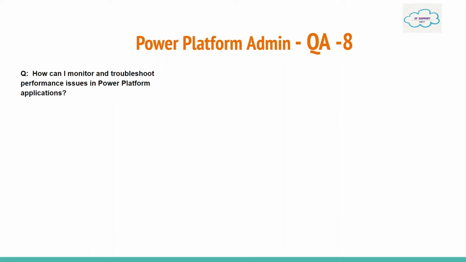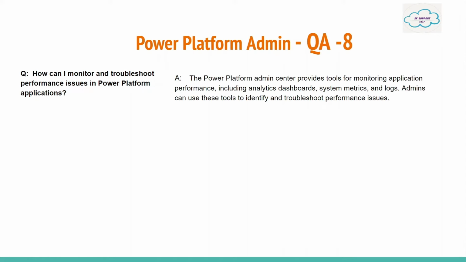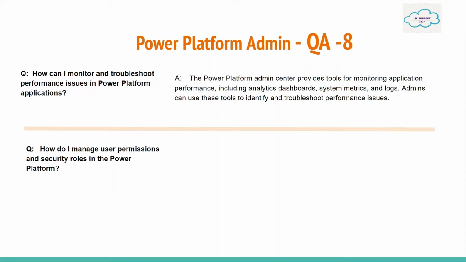Next question: how can I monitor and troubleshoot performance issues in Power Platform applications? The Power Platform Admin Center provides tools for monitoring applications, including analytical dashboards, system metrics, and logs. Admins can use these tools to identify and troubleshoot performance issues. Question: how do I manage user permissions and security roles in Power Platform?